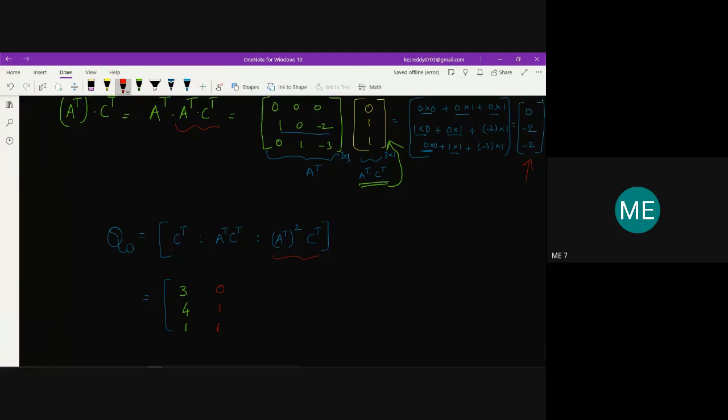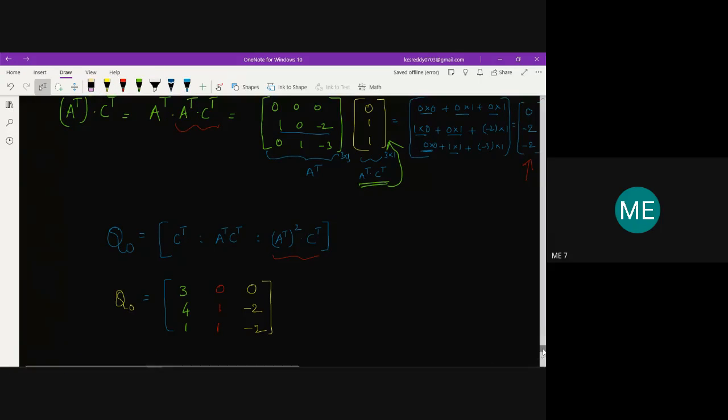So I'll write that down: 0, minus 2, minus 2. So now I have written the Q naught matrix. Once you have written the Q naught matrix, we need to find out the rank of this Q naught matrix. So we can find it here.